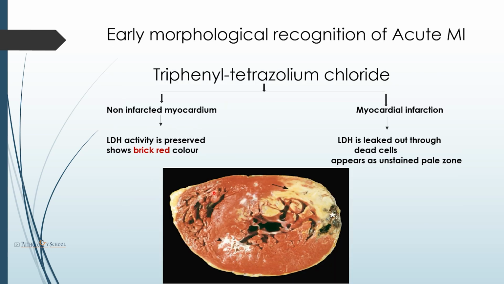Early morphological recognition of acute myocardial infarction with the help of the TTC test. It's known as the triphenyl tetrazolium chloride test. The non-infarcted myocardium where LDH activity is preserved shows brick red color, and in myocardial infarction where LDH has leaked out through dead cells, it appears as an unstained pale zone.